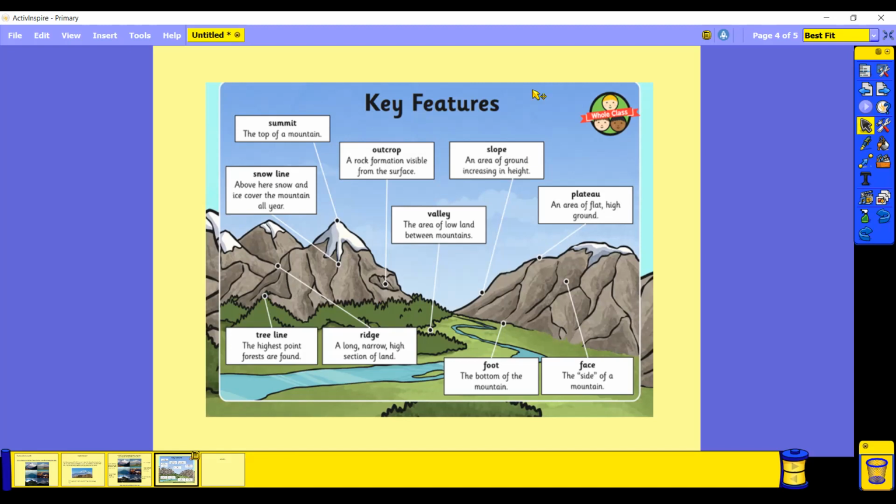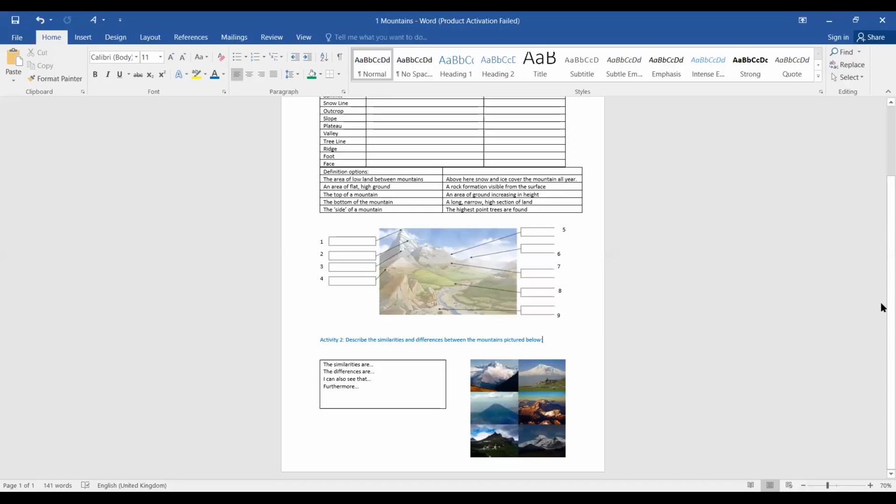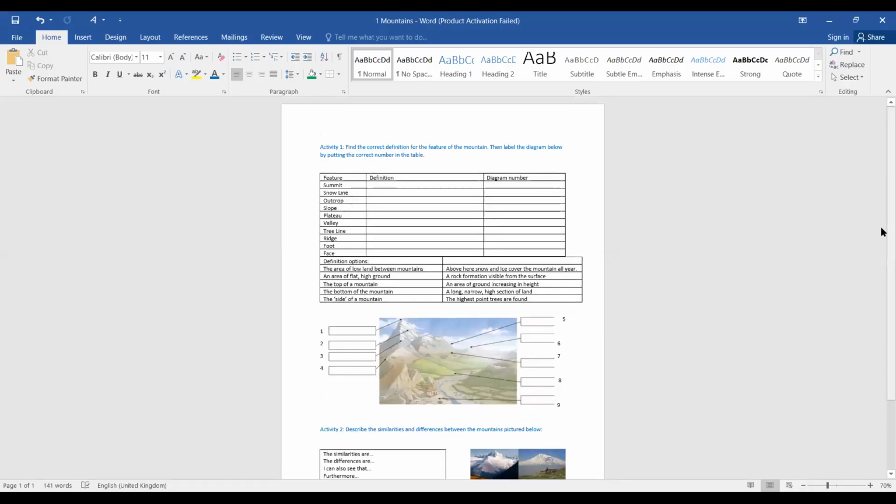Okay, so let me show you what your assignment is going to look like then. So you have got 2 activities to do for your assignment today. Your first activity, what you need to do is find the correct definition for the different features here, and you need to put the diagram numbers. So I'm going to give you an example. So summit. What is a summit? My definition options are here.